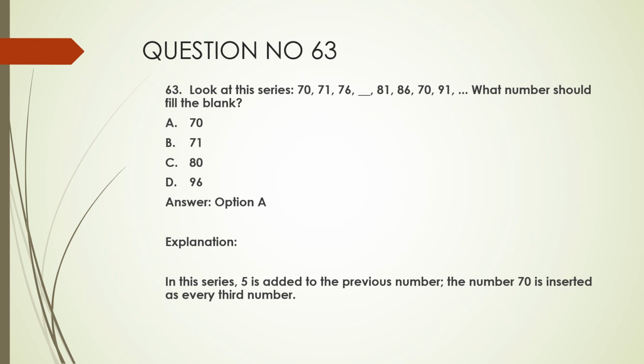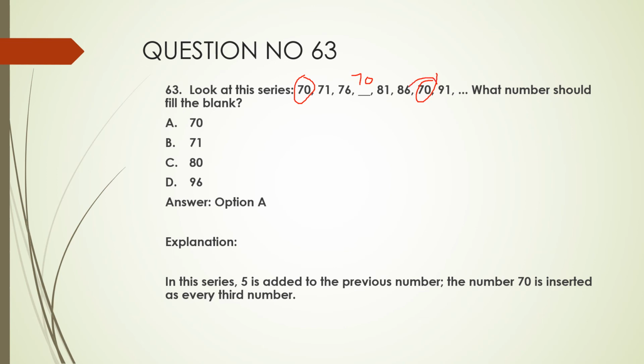Next question. Look at the series 70, 71, 76 dash 81, 86, 70, 91. Here you can see 70 is added. That means 70 is in between other numbers. 70 is repeated, right? So if you add 70 here and check the numbers. 70, after two letters there is 70, and after two letters there is another 70, and in between 71 plus 5 is 76, then 76 plus 5 is 81, 81 plus 5 is 86, then there's a 70, and 86 plus 5 is 91.